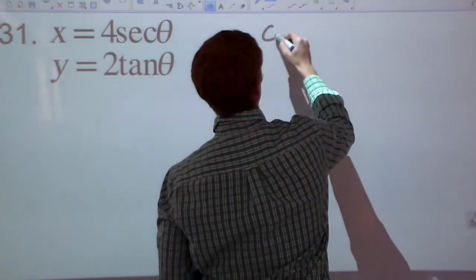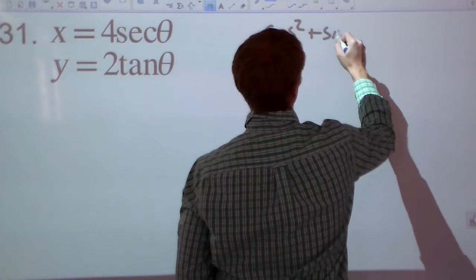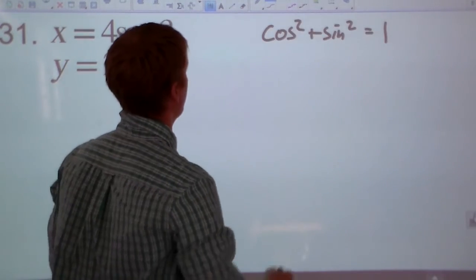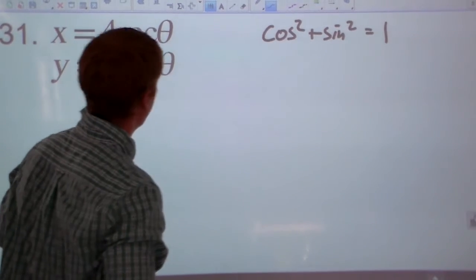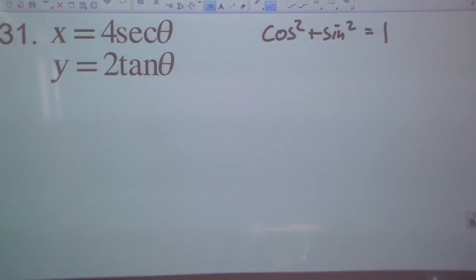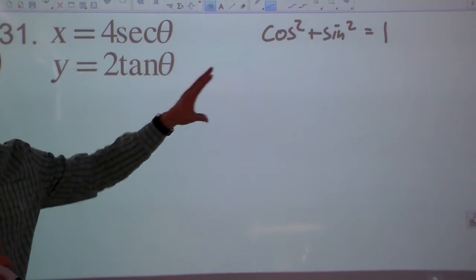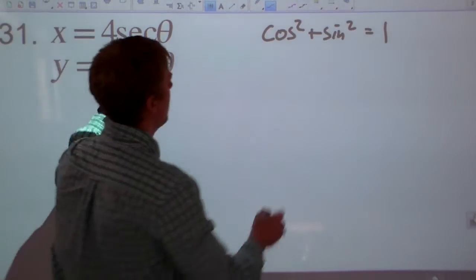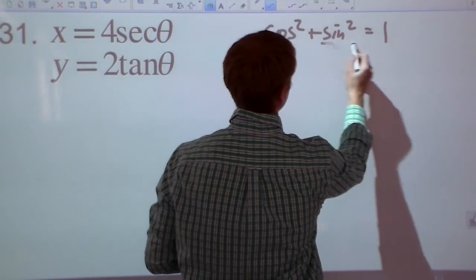And I'm going to start with the trig form of that. Cosine squared plus sine squared equals 1. Should be a theta in there, but we'll be all right. We know that. And I want to use one of the identities. There's a couple other identities that come from this. I want to use one that's got tangent in it. And hopefully secant shows up too.